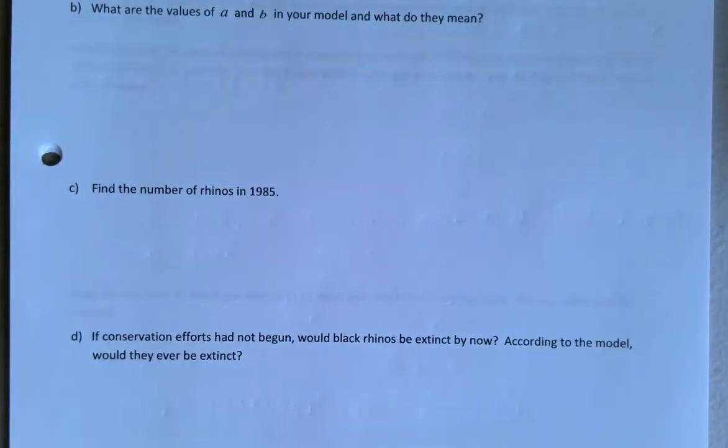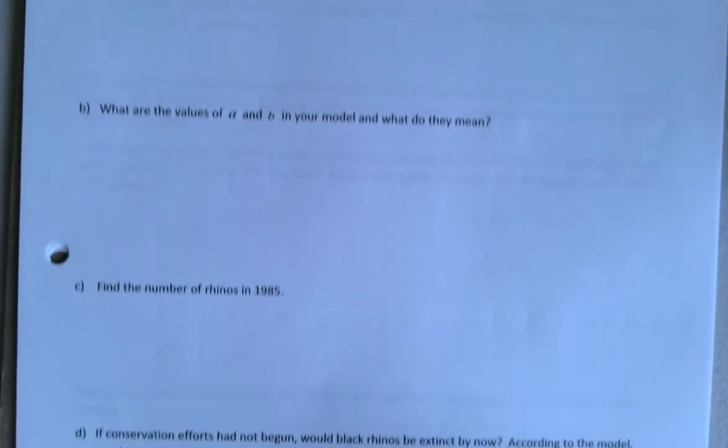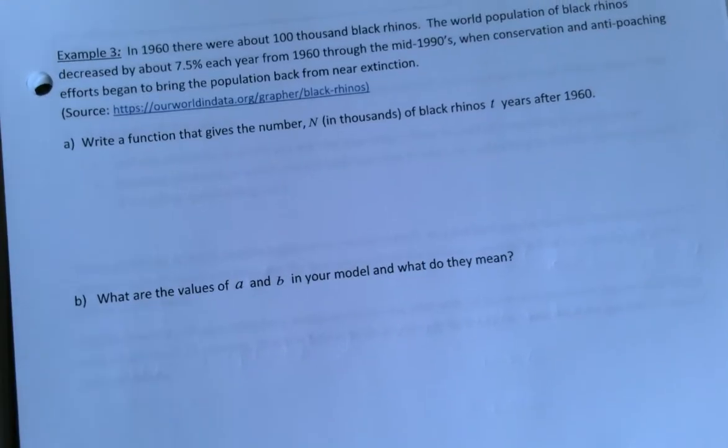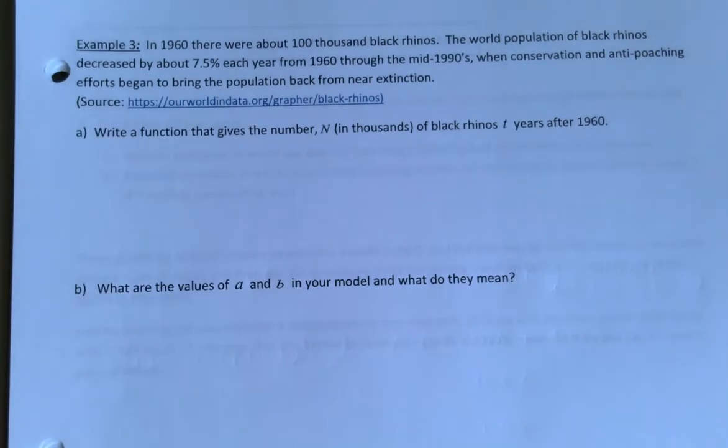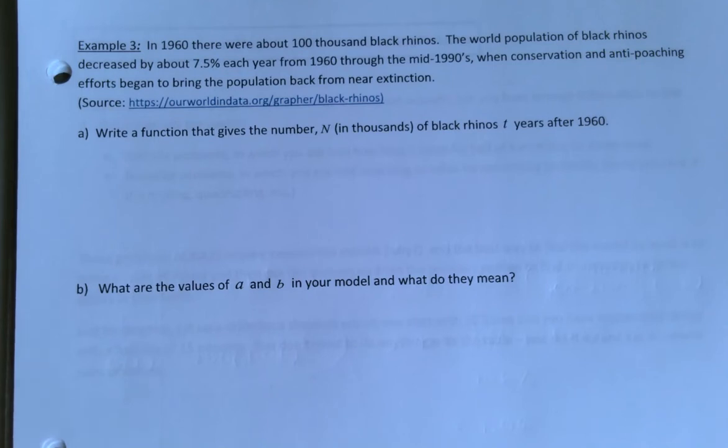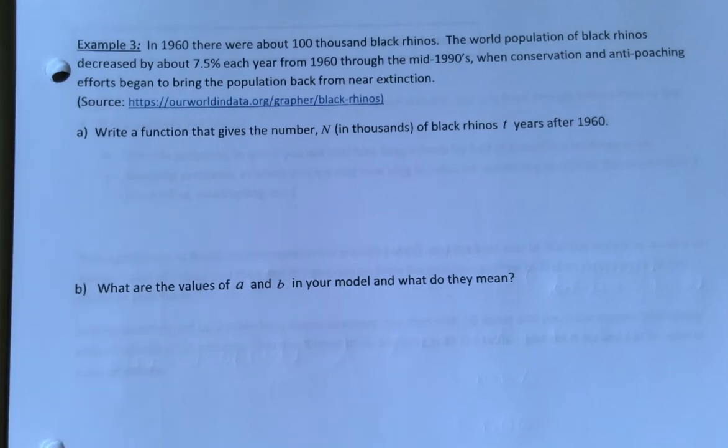All right, we're going to do one more same kind of problem. We should be able to predict our A and our B just by reading. In this example, in 1960, there were about 100,000 black rhinos. The world population of black rhinos decreased by about 7.5% each year from 1960 through the mid-1990s, when conservation and anti-poaching laws began to bring that population back from near extinction. Our goal first is to just write a function that gives the number in thousands of black rhinos t years after 1960.